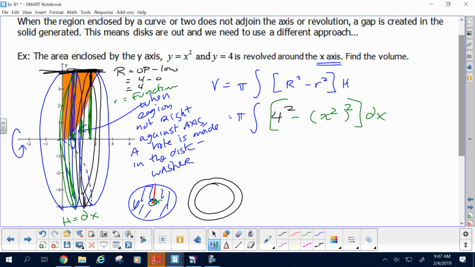What are the limits of integration? 0 to 2 or 4? 2. Okay. All right. So for the volume of this, we could use a calculator or do this by hand. Let's do this one by hand.